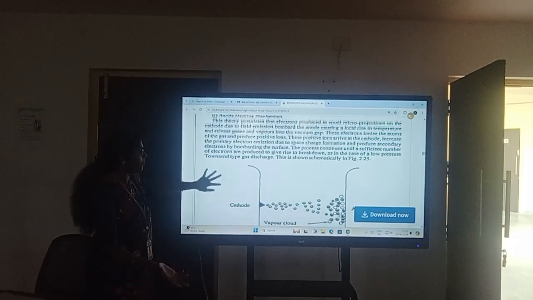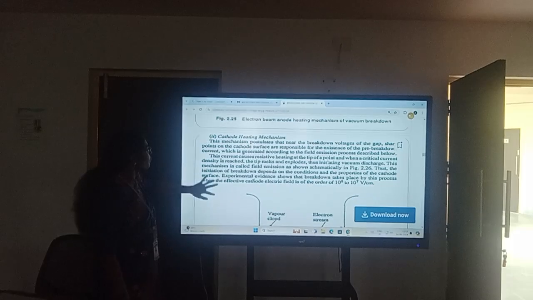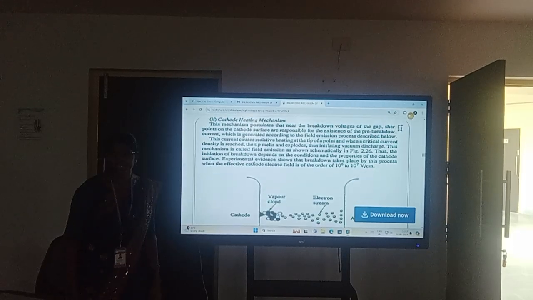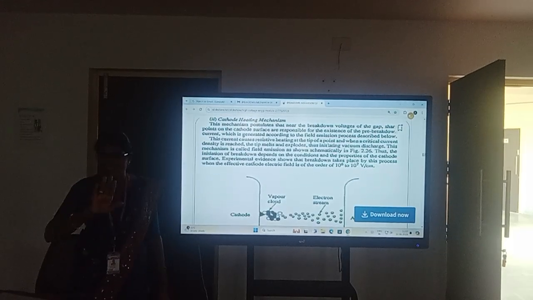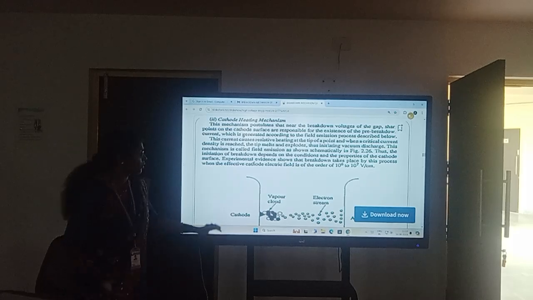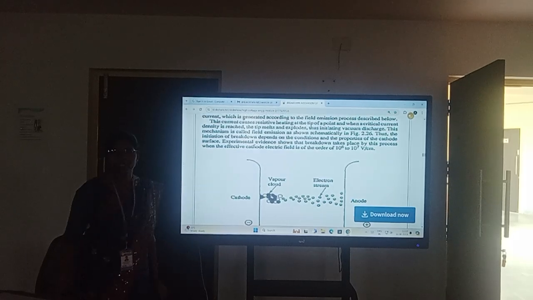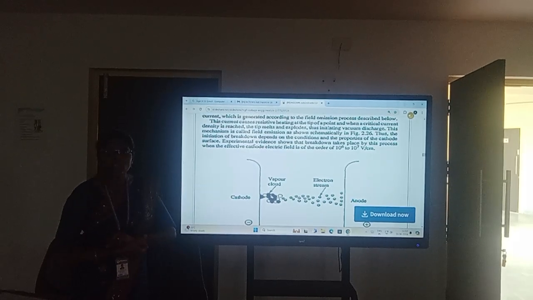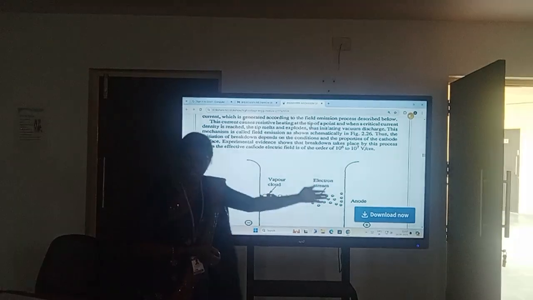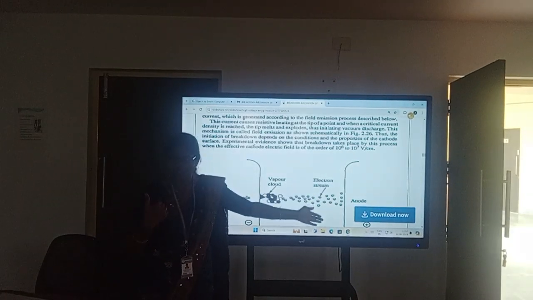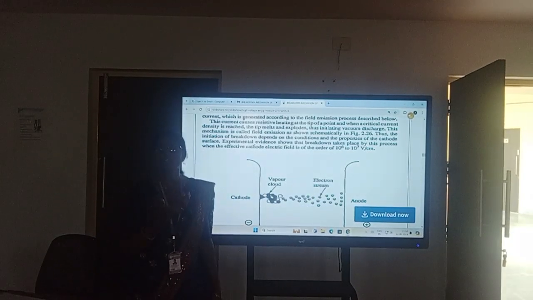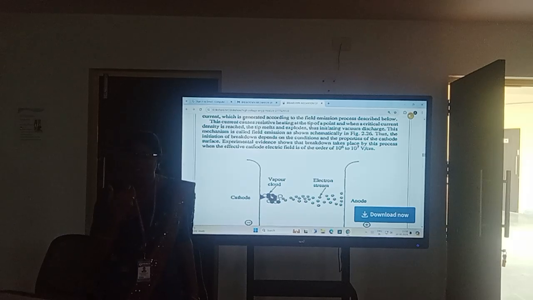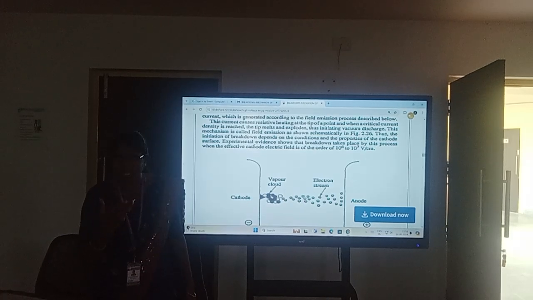The straight opposite you will study as the cathode heating, which is opposite to the anode heating. There the electrons will be present at the anode side, and the same procedure is repeated. So from the anode, the electrons are going to... initially what will happen?